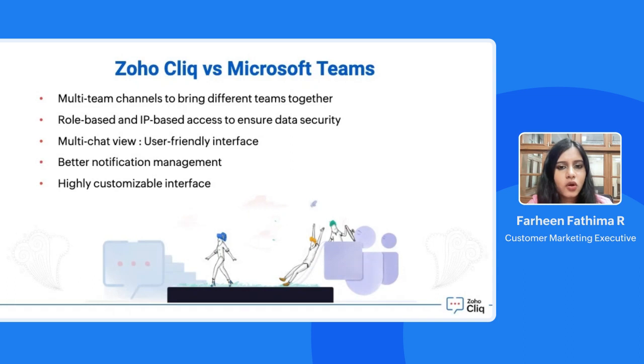Zoho Click provides organizations with various options to make Click customizable according to their needs. You can enable or disable modules for your entire organization. You can add a company logo, choose a custom domain, and create custom emojis and stickers to make your conversations more fun.